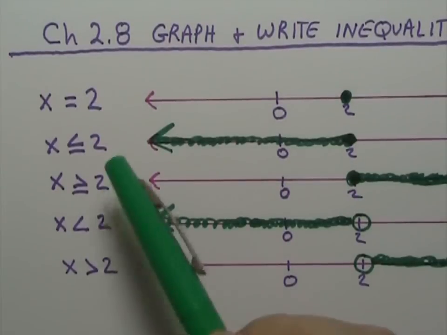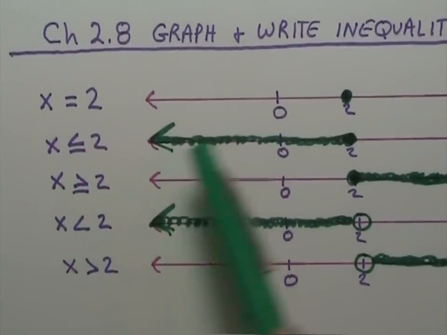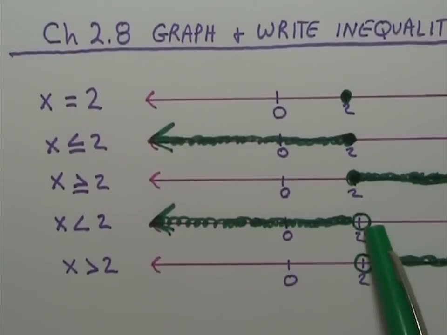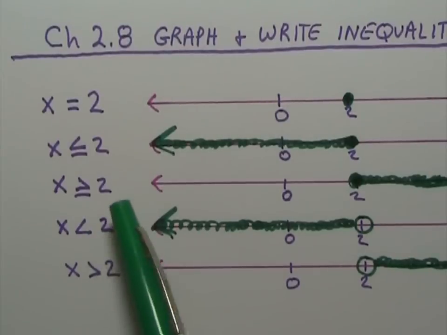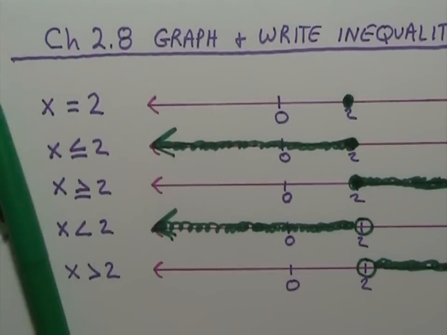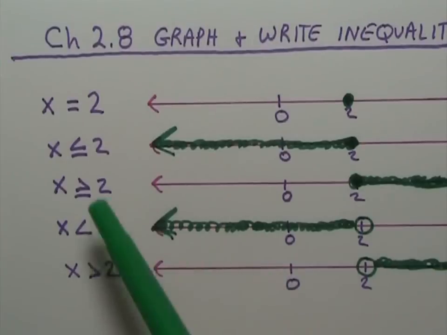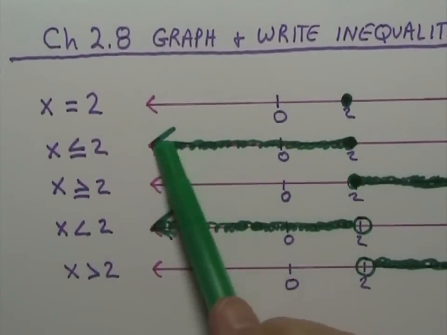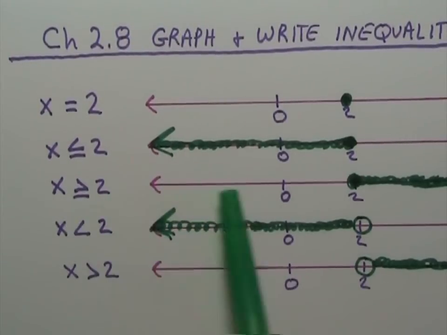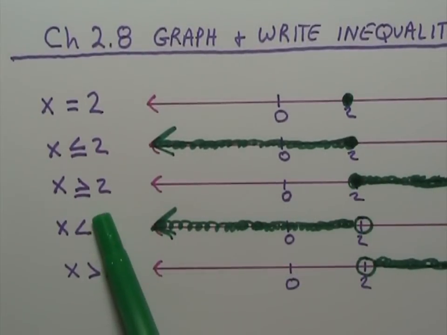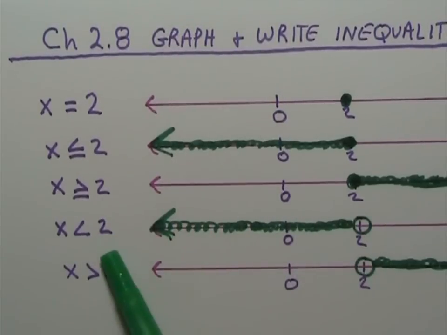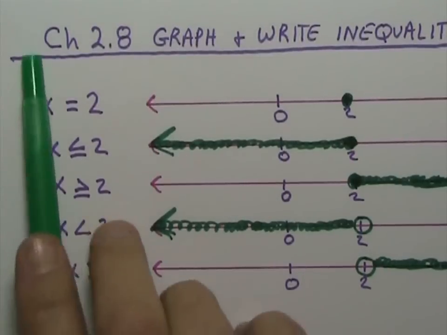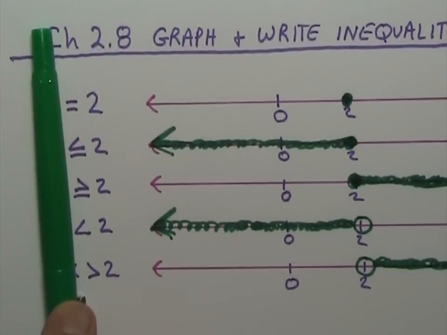Okay, a couple of observations to make of this. If it has an equals bar, it's a solid circle. If there's no bar, it's an open circle. Also, as long as x is on the left-hand side, you can just shade the way the arrow is pointing. If the arrow is pointing to the left, shade to the left. If the arrow is pointing to the right, shade to the right. You can do that as long as x is on the left-hand side.